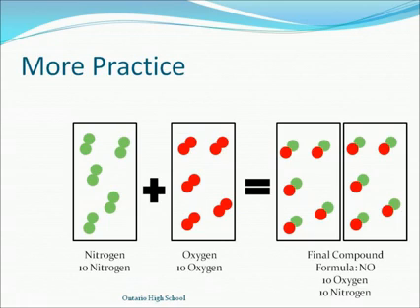Here is how we should draw it. As you can see, we have 10 nitrogen atoms on the right-hand side and the left-hand side, as well as 10 oxygen atoms on the right-hand side and left-hand side, because both elements in this case are diatomic. We can count the number of each element in the final compound on the right-hand side of the equal sign, and we get a formula of NO, because there is only 1 nitrogen per molecule and 1 oxygen per molecule.